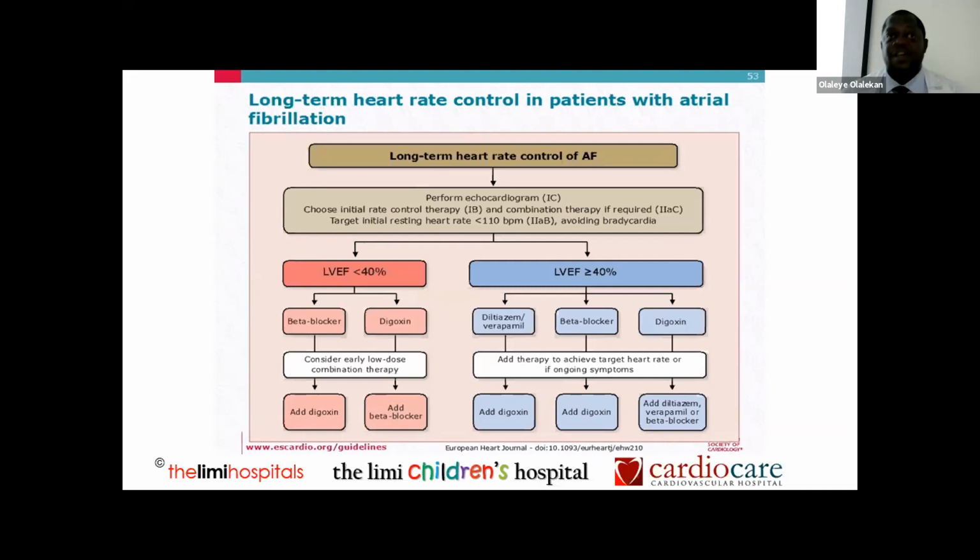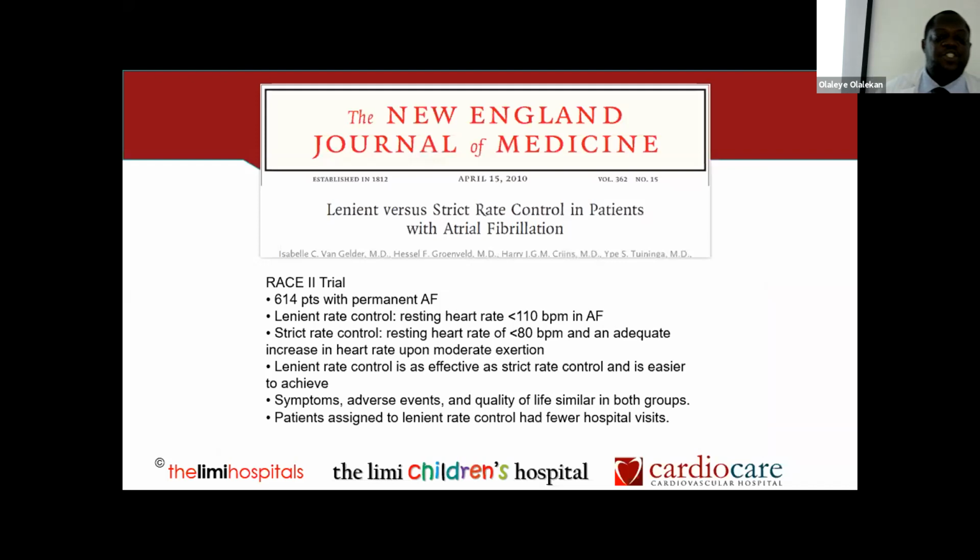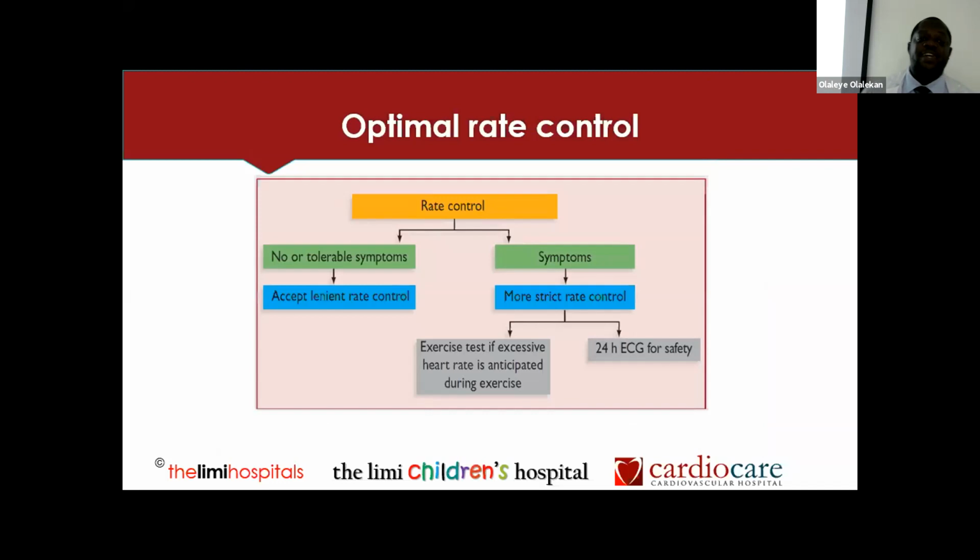For example, imidazole, especially in patients with compromised left ventricular systolic function. Then this RACE 2 trial looked at lenient rate control versus strict control, whether just leaving them at less than 110 or going down as low as 80. It was found that neither is superior to the other. Symptoms, adverse effects, and quality of life are similar in both. So you don't need to break your neck to achieve less than 80.